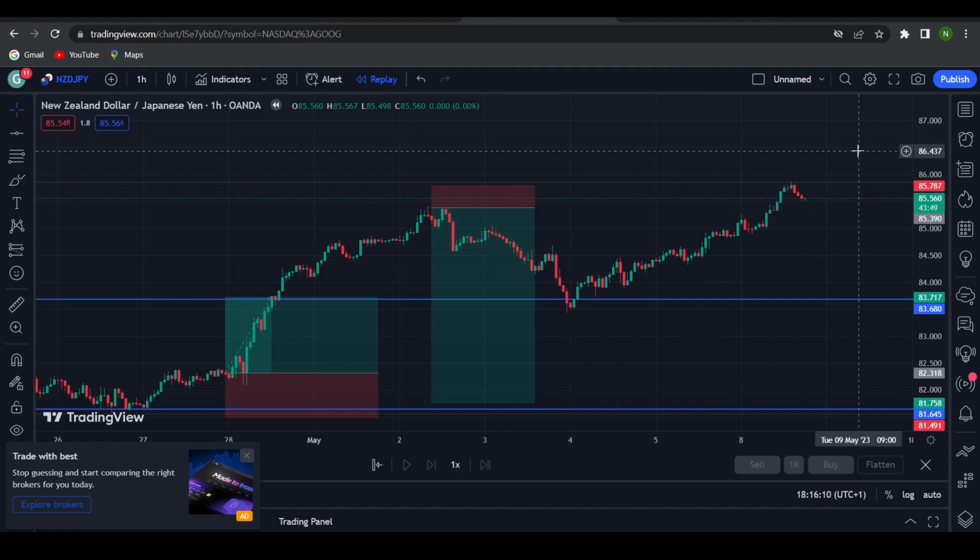So this is what I wanted to cover. Stop losses are a way for you to not lose too much money in one trade, and take profits are essentially helping you not get greedy when trading. So that's all I wanted to cover for today.